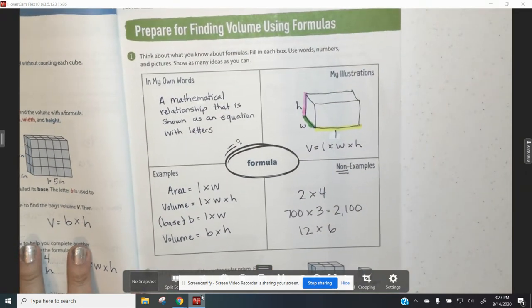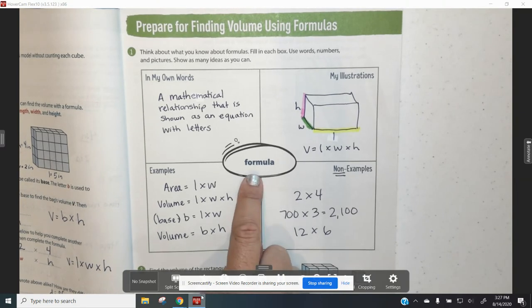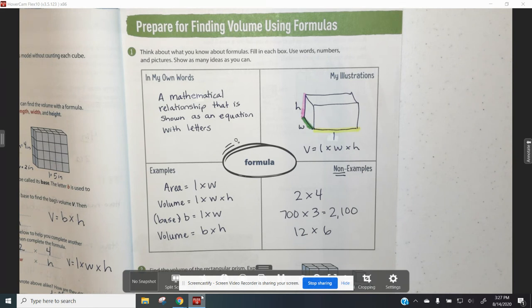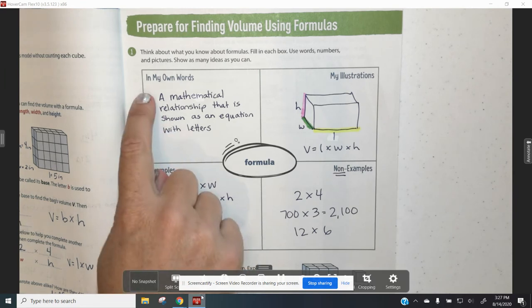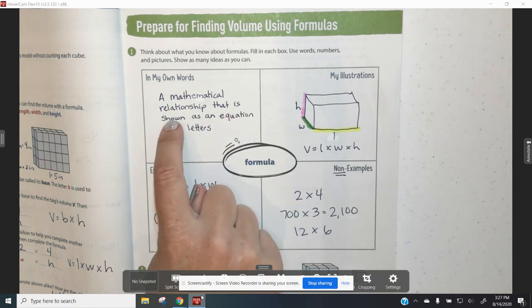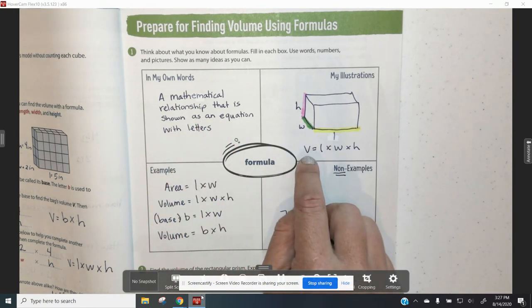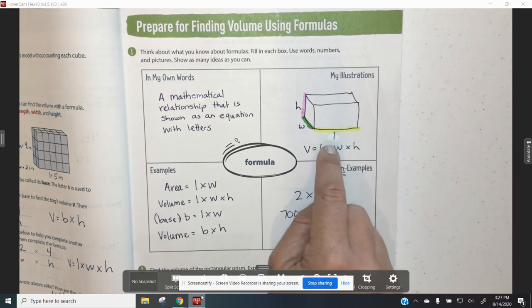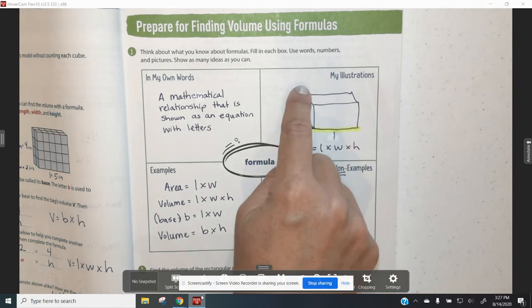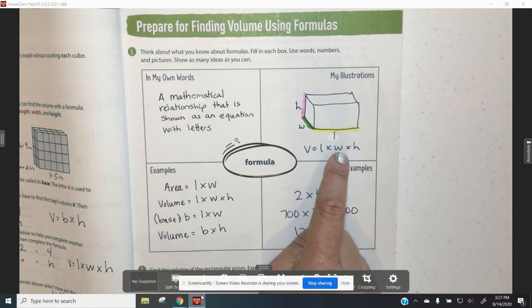Now go ahead and turn to page 35. I'm going to go over the vocabulary word formula with you, and then you can continue and finish this on your own for independent practice. So what is a formula? A formula is a mathematical relationship that is shown as an equation with letters. So for example, here's a picture of a rectangular prism that has a length, a width, and a height. The formula would be volume equals length times width times height.